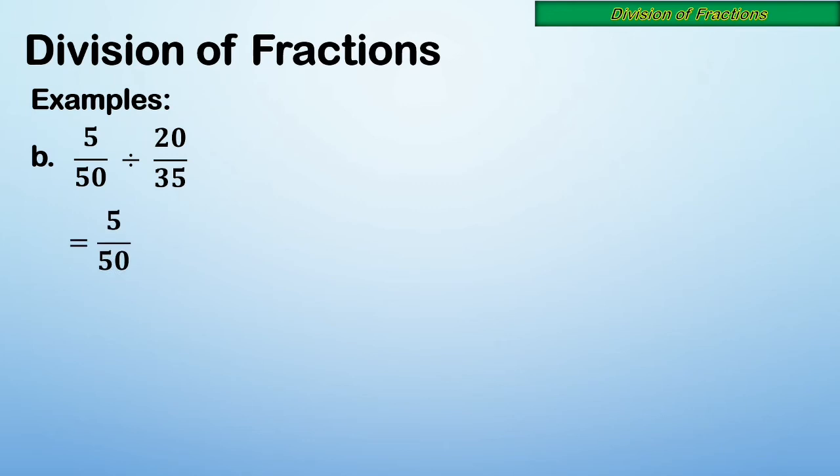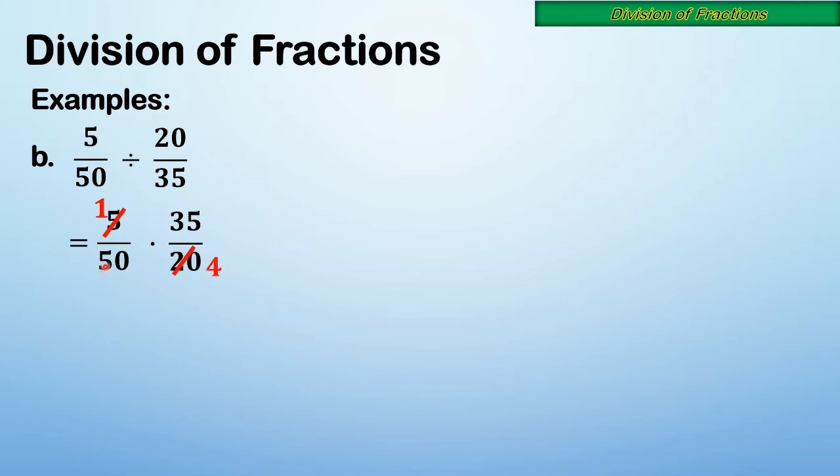Yan siya. 5 over 50, copy. Change the operation to multiplication and get the reciprocal of the divisor. It becomes 35 over 20. Okay, this time we will use the cancellation method para hindi na tayo mahihirapan. Observe 5 and 20. What is the greatest common factor? The greatest common factor is 5. Okay, then divide natin ng 5, it becomes 1. 20 divided by 5, it becomes 4.